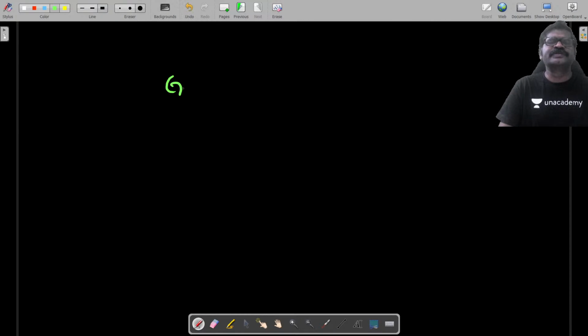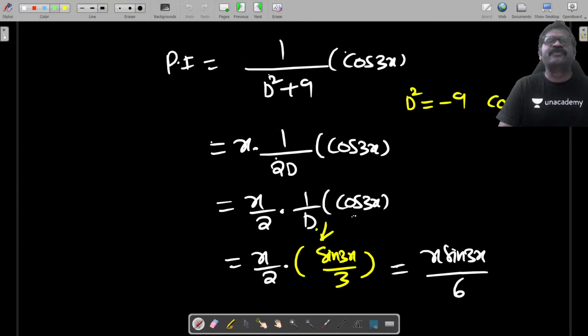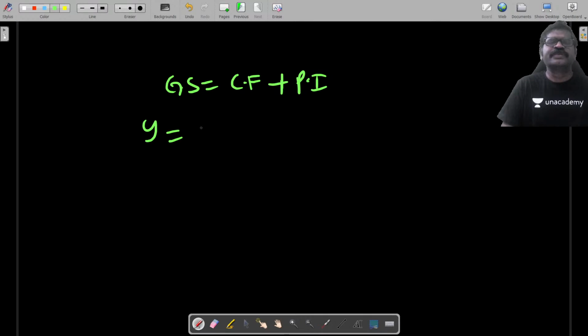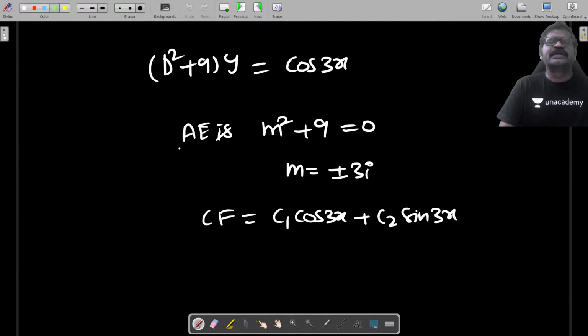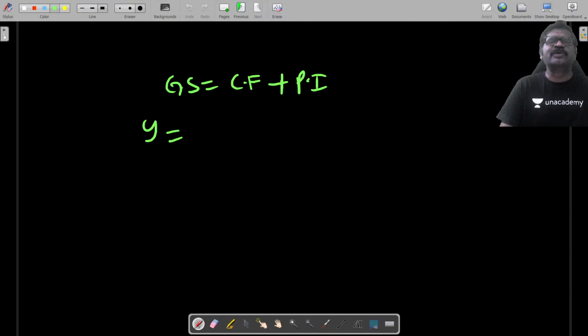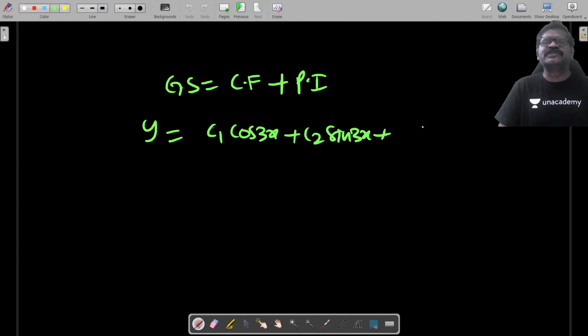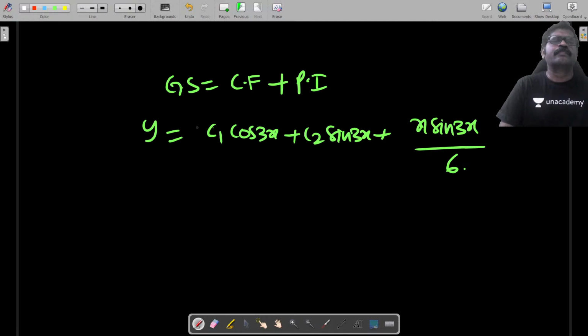General solution is complementary function plus particular integral. Therefore, y is equal to c1 cos 3x plus c2 sin 3x plus x sin 3x by 6.